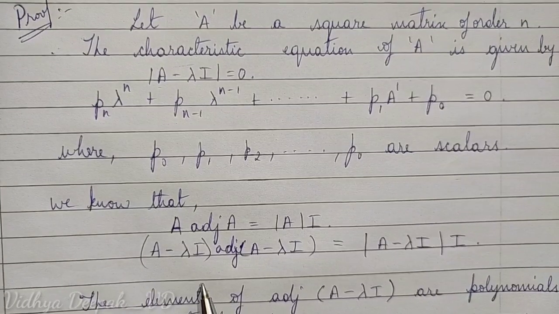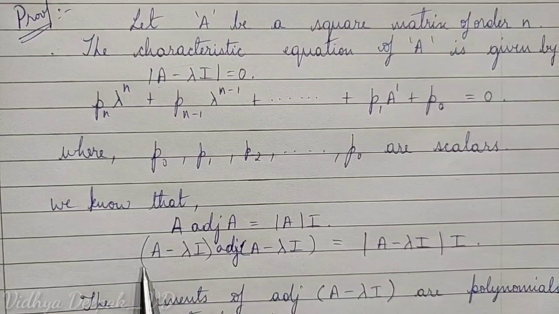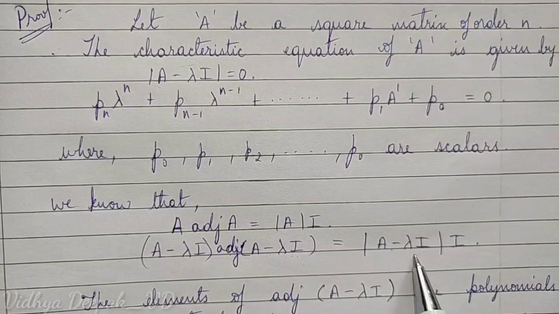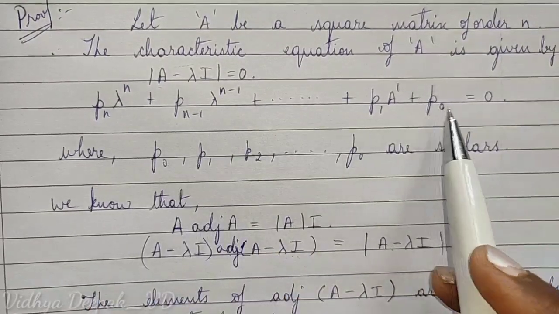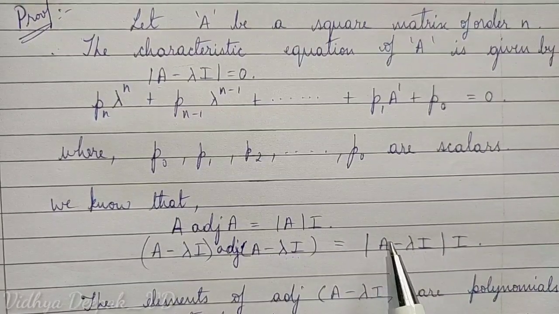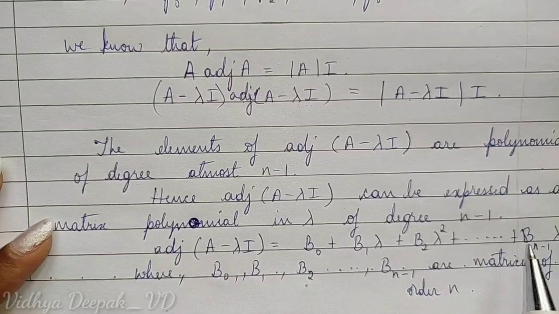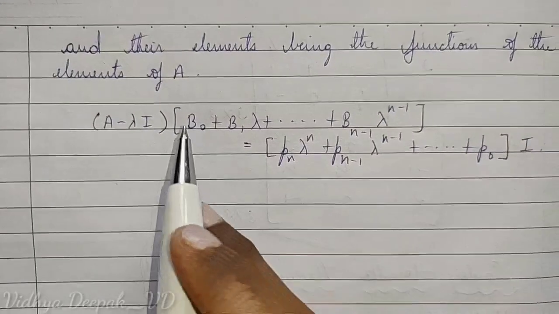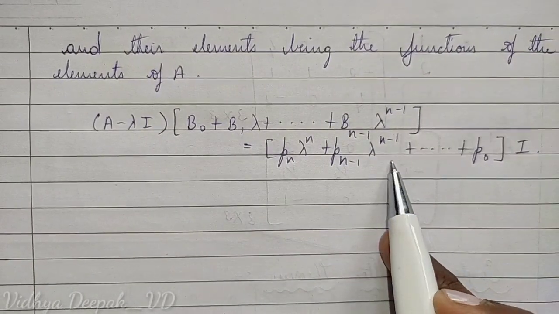Now let's substitute adjoint of A minus lambda I, which we know now, in this equation, as well as determinant of A minus lambda I. What was determinant of A minus lambda I? It is Pn lambda power n etc. plus P naught is equal to 0. So this and this we are going to substitute. Now what was adjoint? Yes, it is B naught plus B1 etc. up to Bn minus 1 lambda power n minus 1. So after substitution, in the place of adjoint of A minus lambda I we get this, and determinant of A minus lambda I we get this.